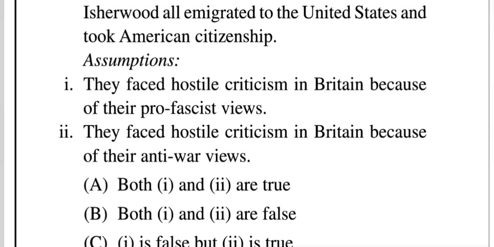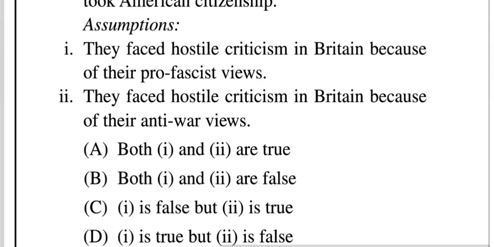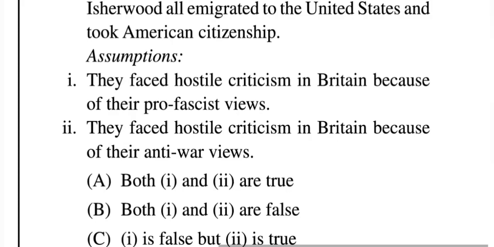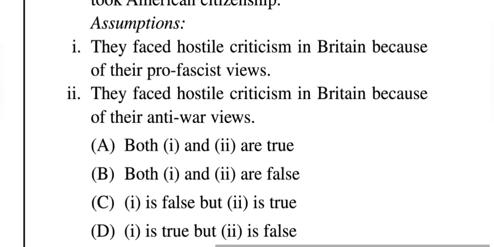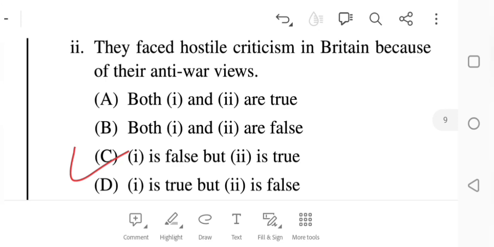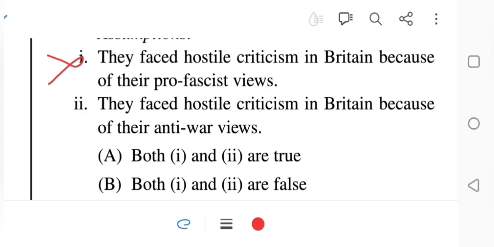Fascist means, as you all know, one who rules through power, military power, like Hitler, through gun power. So it's pro-fascist. Then the second says they faced hostile criticism in Britain because of their anti-war views. What is the correct answer? We have two assumptions. The correct answer will be C. That means the first, that they faced hostile criticism in Britain because of their pro-fascist views, is false, but the second, that they faced hostile criticism in Britain because of their anti-war views, is the correct answer. Got it? This is not correct. This is the correct answer.